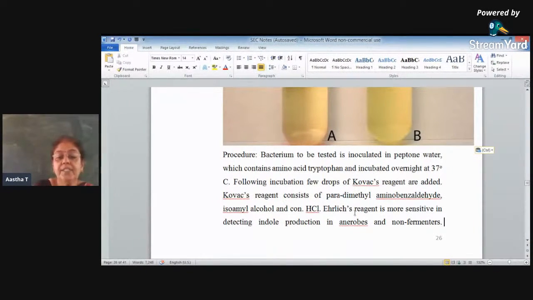This Kovacs reagent contains para-dimethyl amino benzaldehyde.